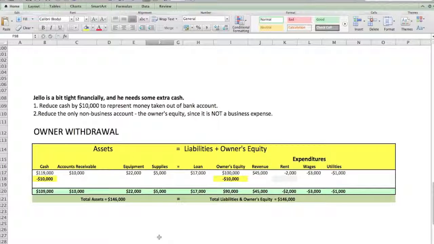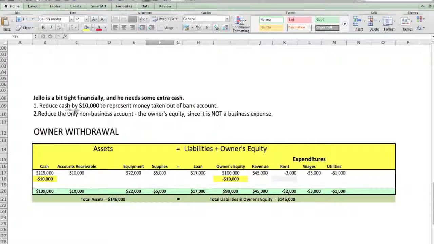Okay, guys, the final transaction today is an owner withdrawal of equity. So Jello's a bit tight financially. He needs a bit of extra cash. He has spent a ton of his finances on this new place, hasn't been able to work his old job, so he's got to pull some money out to live on. Not as an employee, though, just because he wants some extra money. So this is how you'd handle it.